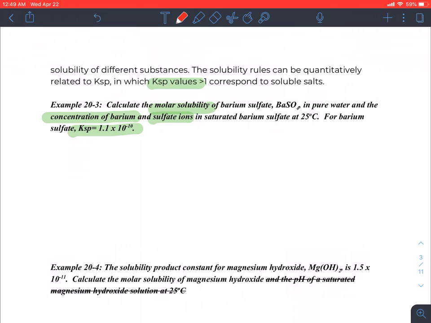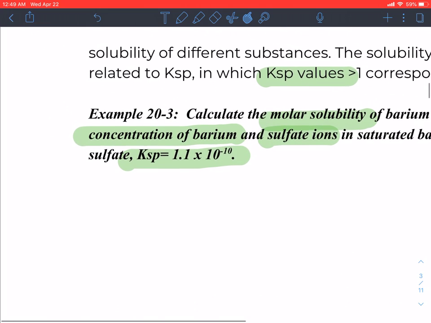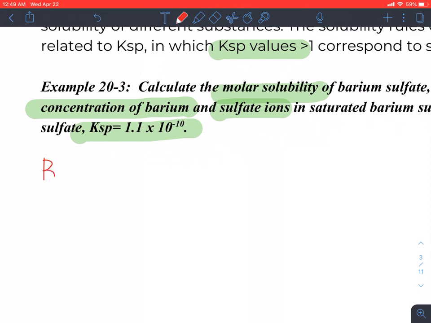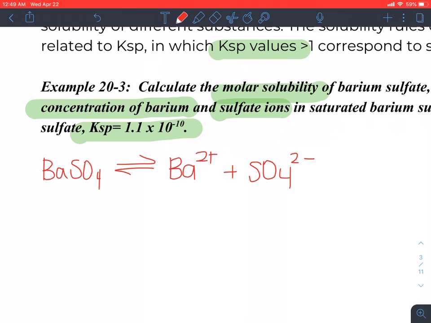So we're going to first start this out by writing an accurate reaction. Barium sulfate, we know that it will break down to be Ba2+ and SO4 2-. Now what we're trying to find ultimately is this. So let's use that. If we know barium sulfate is some concentration, when it dissolves we can say X and X, since it's all 1 to 1 to 1.